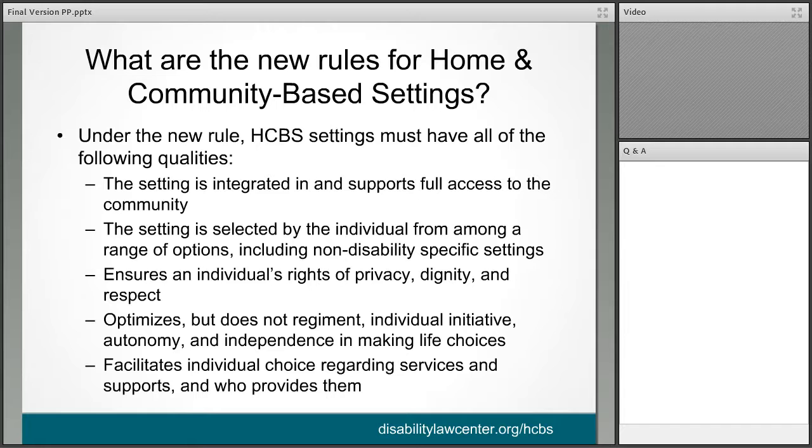And then the fifth quality is that a setting should facilitate individual choice regarding services and supports and who provides them. And this is mainly done through the person-centered planning process. And people should have a choice of multiple providers, have a choice of services. And generally, a provider cannot require someone to accept unnecessary services as a condition of receiving services in that setting.